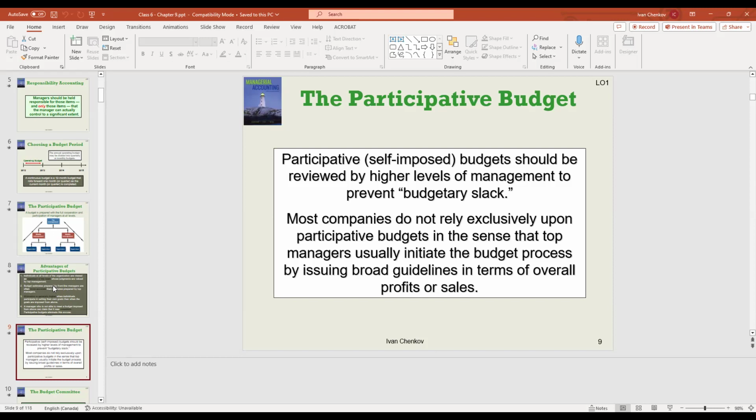You're a sales manager. Your bonus is based on the increase of sales. If you achieve more sales during the year, at the end of the year, we're going to compare what you budgeted and what the actual result is. If you achieve an increase in sales over the budget, I'm going to give you a bonus. So now at the same time, we're doing this participative budget.